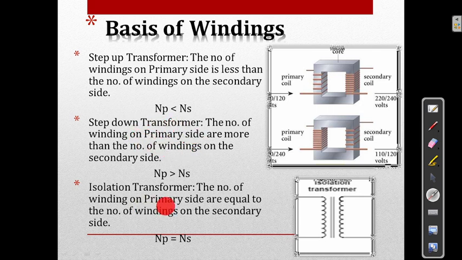Then what is an isolation transformer? The number of windings on the primary side is equal to the number of windings on the secondary side. NP is equal to NS. If NP and NS are equal, then that is called an isolation transformer.